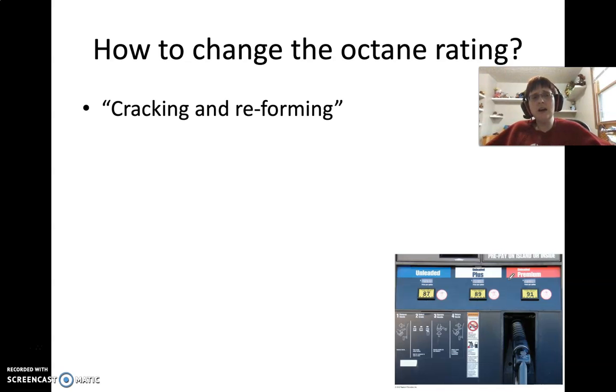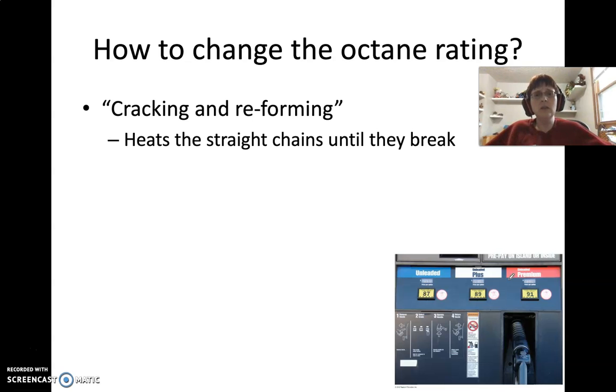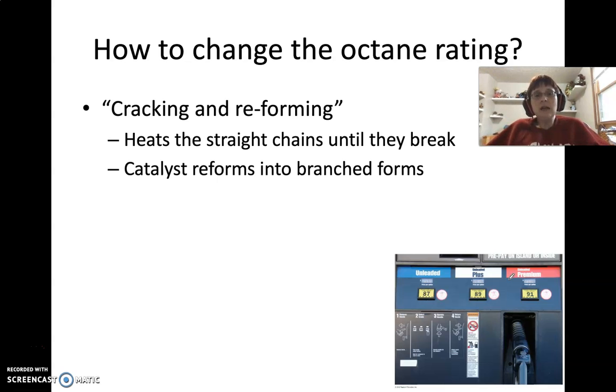So how do they change the octane rating? Because when it comes off of the crude distillation factories, it's going to be pretty much 0 for the octane. Well, it's a process called cracking and reforming. They heat the straight chain molecules until they break. They add heat until they break, not until they ignite, until they break. And then they use a chemical catalyst that stacks them into those branched forms, so that we can get that higher octane rating.